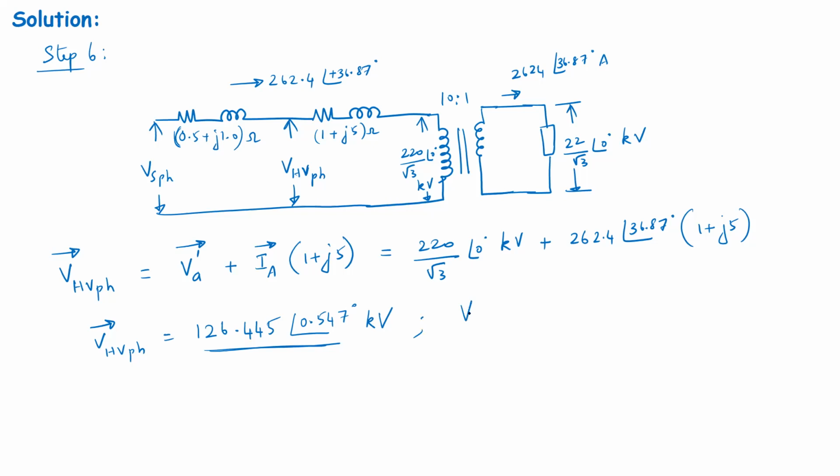Now the line to line voltage of the HV side, VHV line to line, is going to be root 3 times the phase voltage. And the line to line will always be leading the phase voltage by an angle of plus 30 degrees. So I need to add an angle of 30 degrees. So the magnitude will be root 3 times and the angle will be plus 30 degrees. Okay.